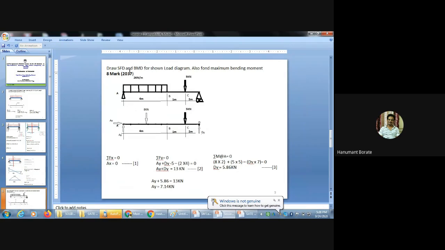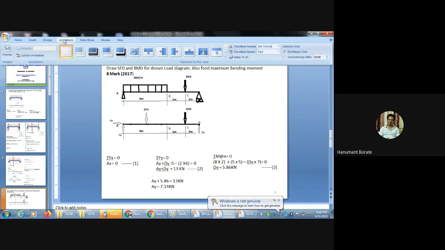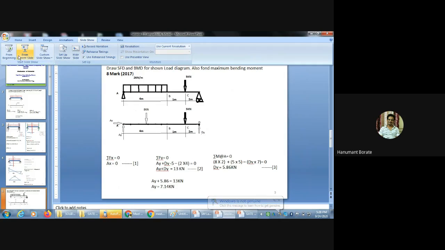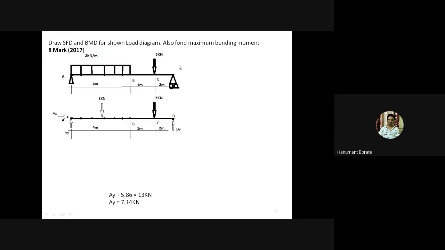So I've taken a problem from solid mechanics. This will make it clear how to draw the SF and bending moment diagram whenever a UDL load is given. Now in this problem, there is one UDL load and one point load.